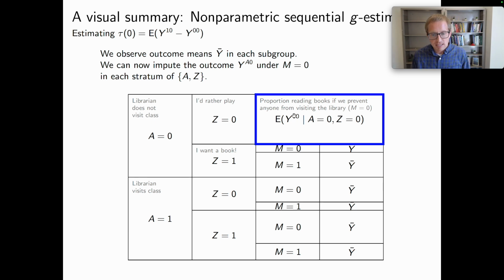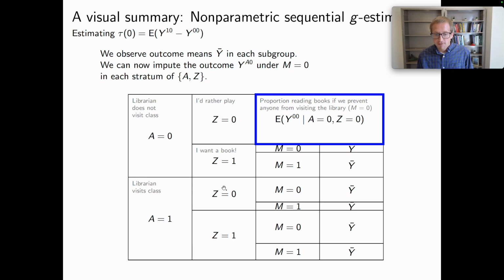So here, this is the expected value of a potential outcome under the treatment value 0, because that's the subgroup we're looking at, and the mediator value 0. Now further, this is an average of those potential outcomes taken among those whose intermediate confounder took the value 0. So this is among the untreated with Z equals 0. Here is the mean potential outcome under no treatment and prevention from visiting the library.